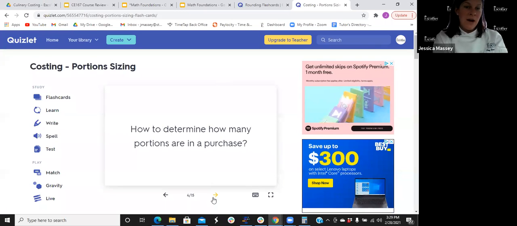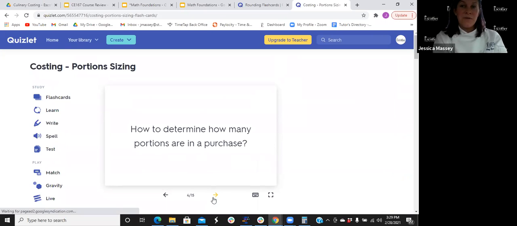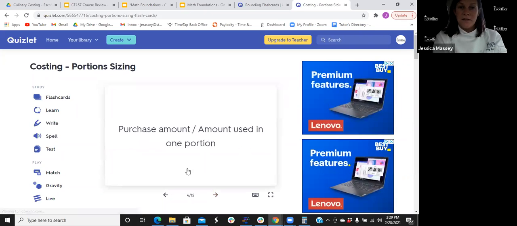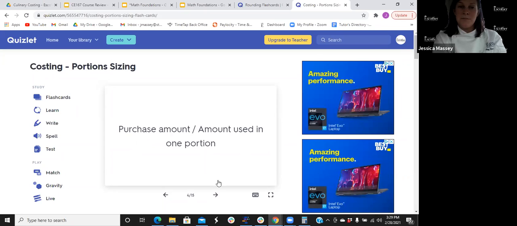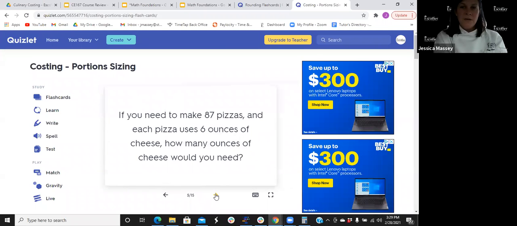So moving on, how would you determine how many portions are in a purchase? I'm literally asking you the question you were just doing. So if you're thinking you would divide it, you are correct. You take your purchase amount and your amount used in one, there's just no numbers. Oh, that's never good.